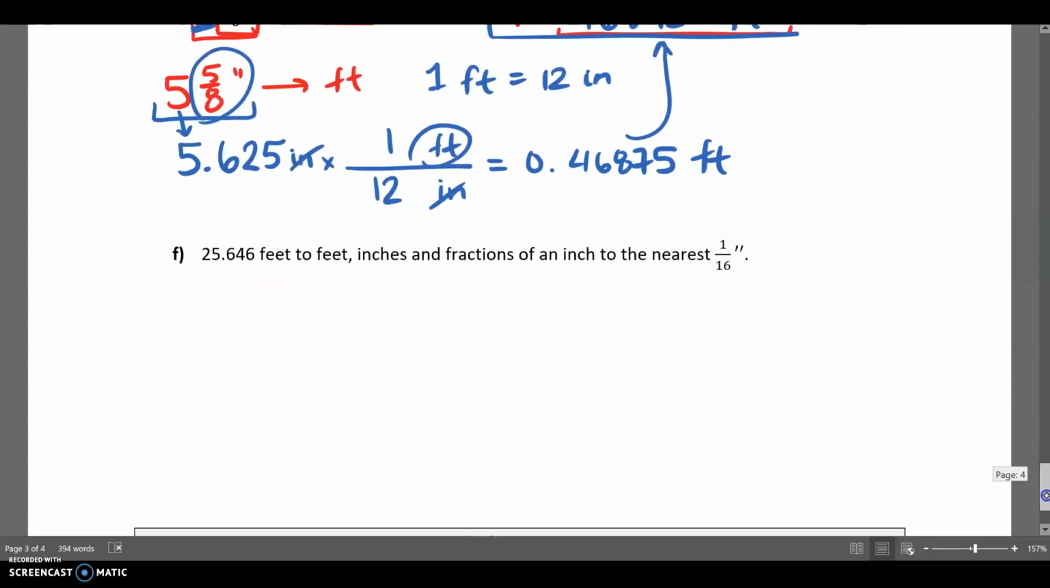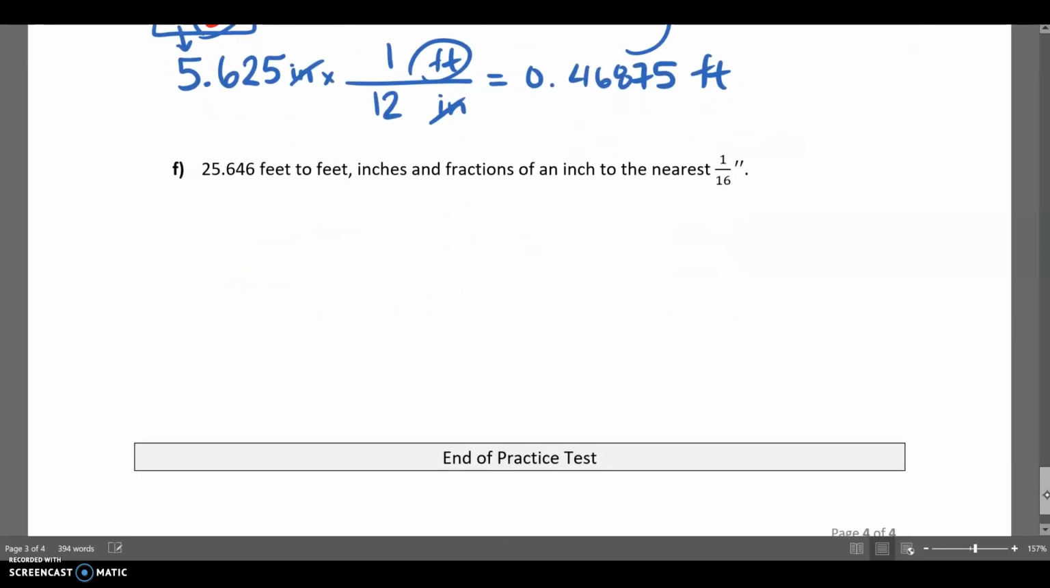One final question. We're going to convert 25.646 feet into feet, whole inches, and fractions of an inch to the nearest 16th of an inch. So my final answer should have a number of feet, a whole number of inches, and a fractions of an inch. I can see already I have 25.646 feet, so my whole number of feet is 25. I don't need to do any conversion there.